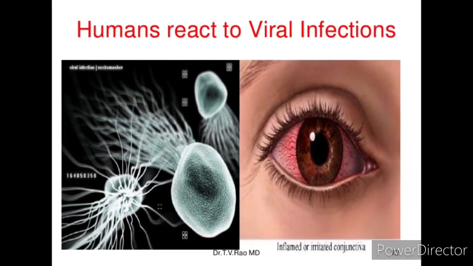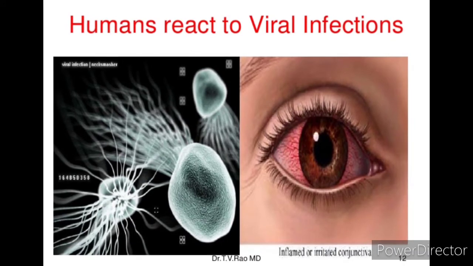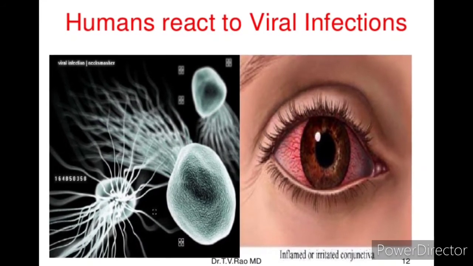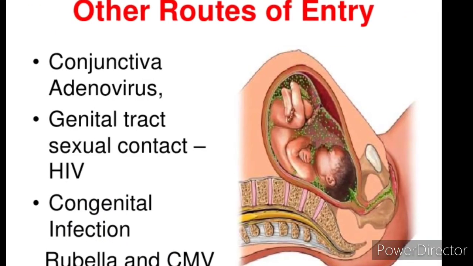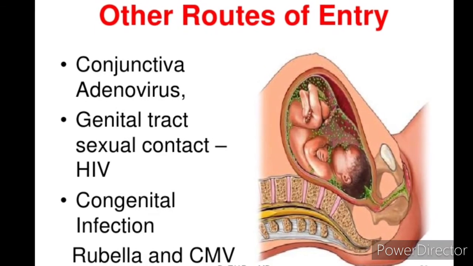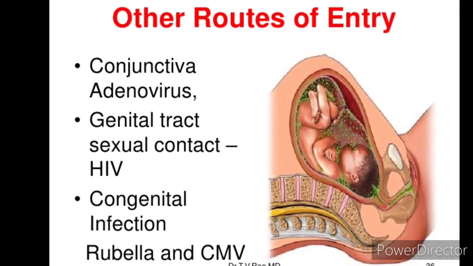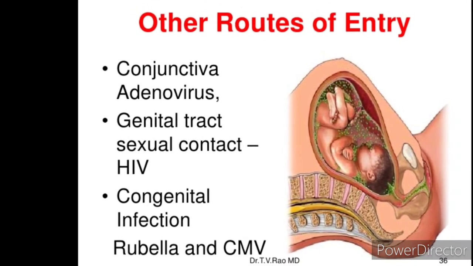Humans react to viral infections. This is conjunctivitis, which is commonly seen in children, and it is transmitted from one person to another. Genital tract sexual contacts, just like HIV. These are sexually transmitted diseases caused by viruses.